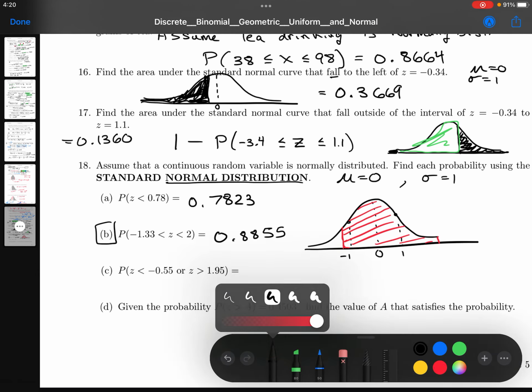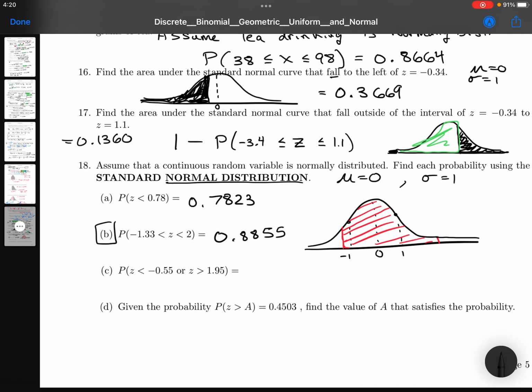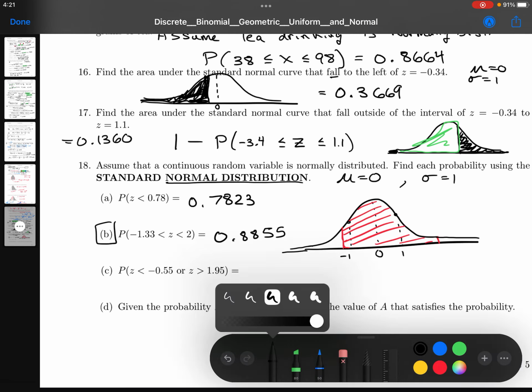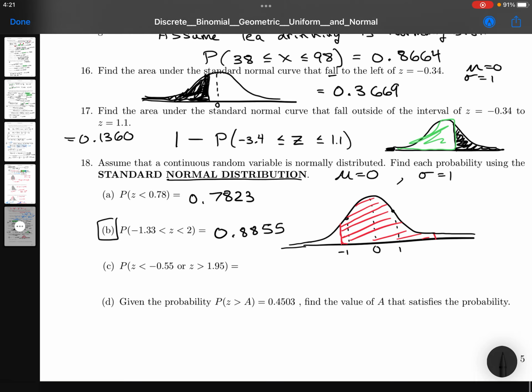We want the probability that you're between negative 1.33, so negative 1 1/3, all the way up to 2. So even though this curve goes on forever, it gets closer and closer to this axis like an asymptote. And I want the total area in red, which is pretty much a majority. It is a majority, but how much? Well, it's 0.8855 if the total area is 1.